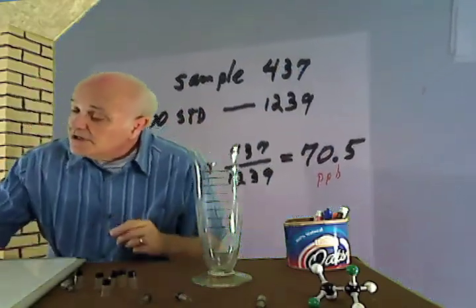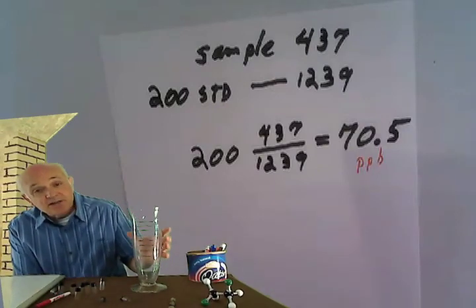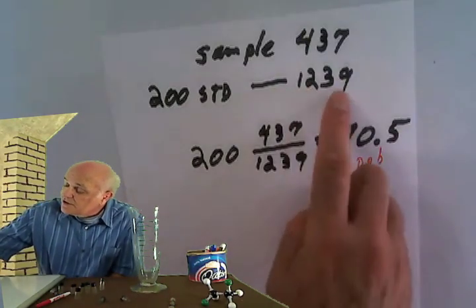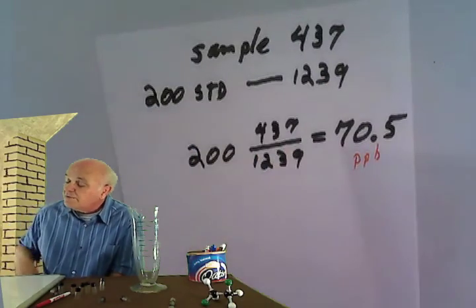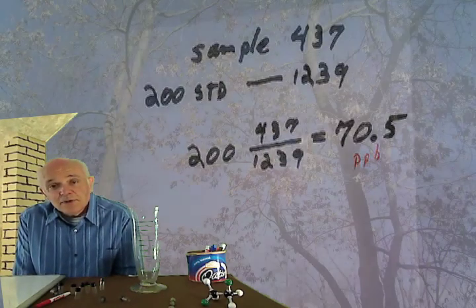It's not difficult to weigh. Our sample comes in a small vial. We subject a microliter of the sample from the site to our chromatographic analysis, and we get a response factor of 237. We subject a microliter of our standard to our chromatographic analysis, and we get a response factor of 1239. The way I do this is I say, okay, start with the 200, multiply it by the little number, divide it by the big number, and we find out that our sample is 70.5 parts per billion 2-methyl naphthalene.